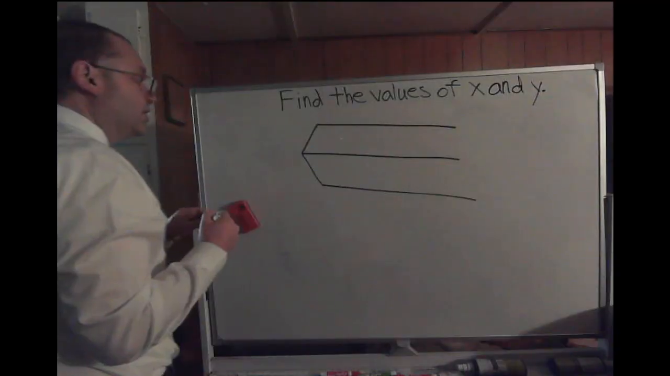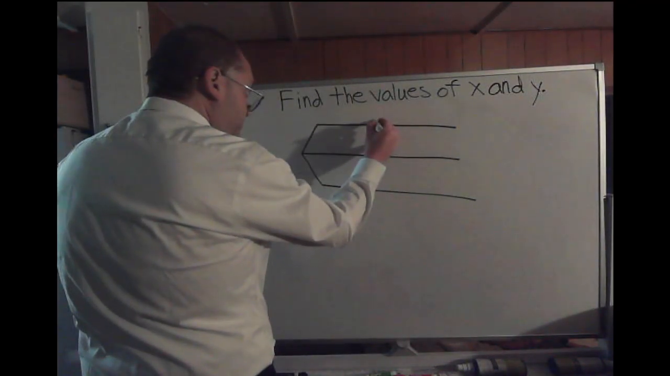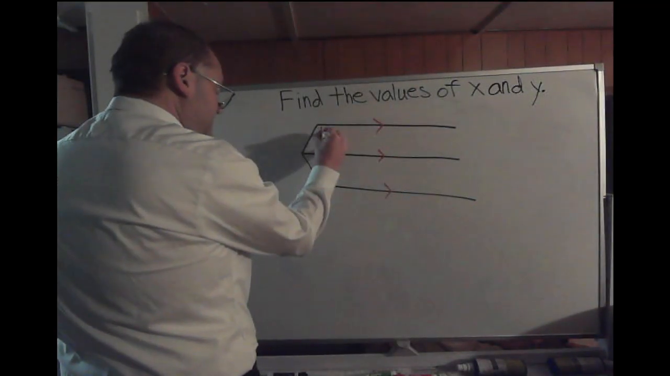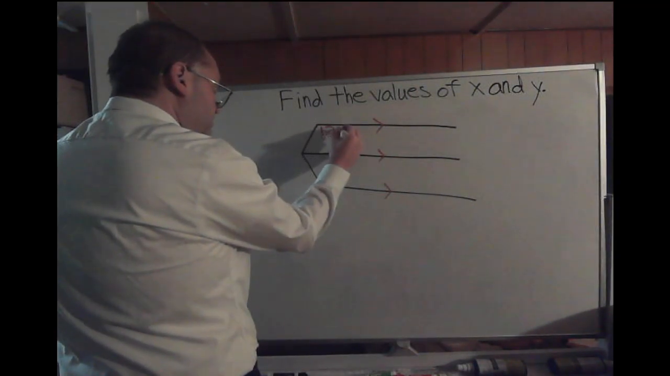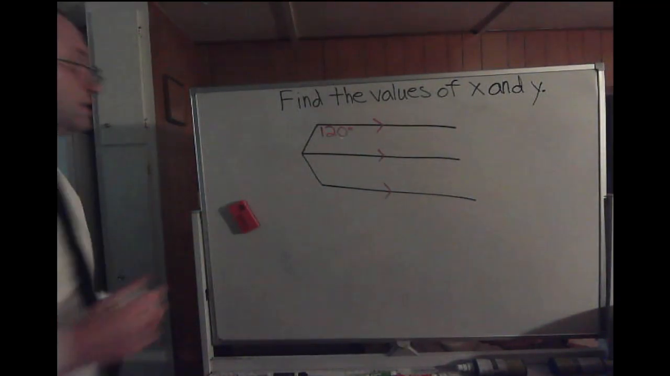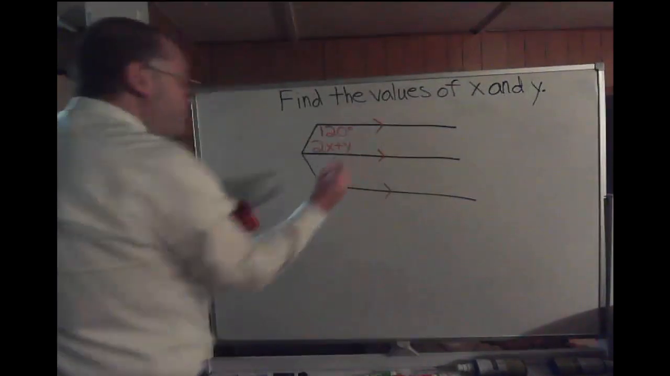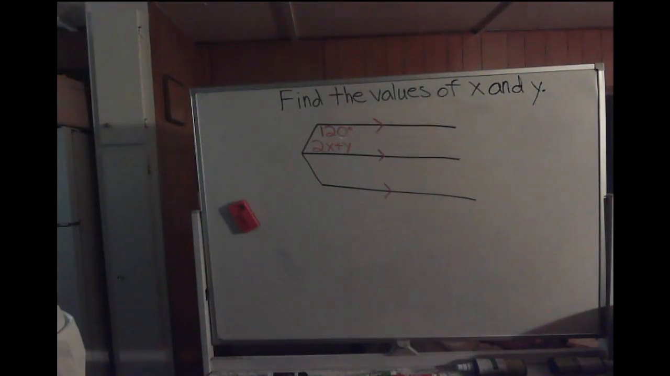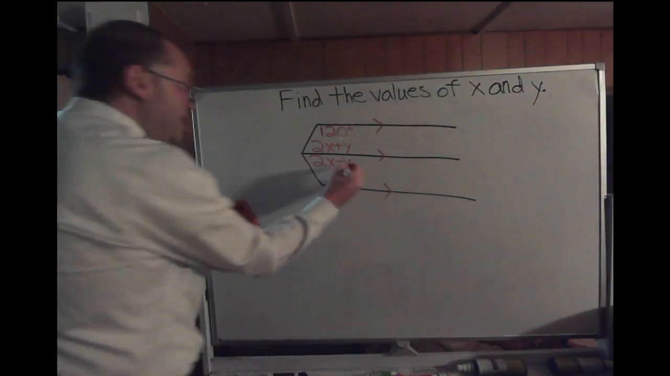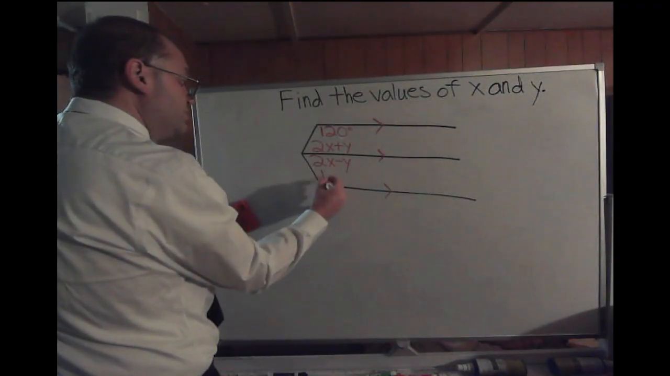There, that should be clearer. Again, all 3 of these lines are parallel to each other. This angle is going to be equal to 120 degrees. This angle is equal to 2x plus y. This angle here is equal to 2x minus y. And then this angle here is equal to 140.